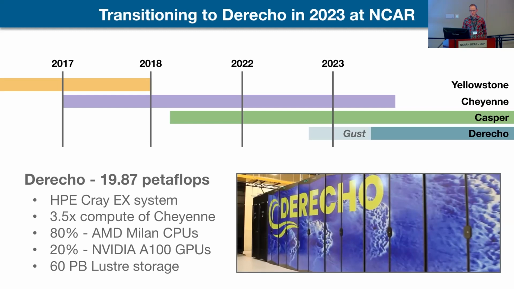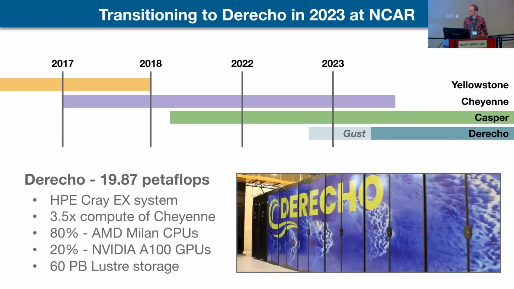So a little bit about Derecho for anybody who's not familiar. It's a 19.87 petaflop system, HPE Cray EX. Sounds like there's a few other of those floating around in the audience here. 3.5 times the compute of Cheyenne, so that'll be a nice bump for us. 80% of that compute is provided by CPUs. Still pretty CPU heavy workflow here at NCAR. Those will be AMD Milans. And then 20% is NVIDIA A100 GPUs.